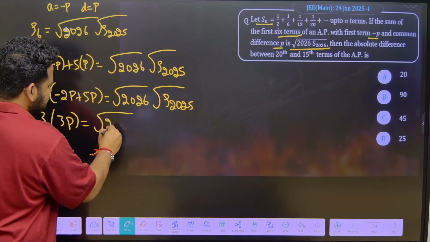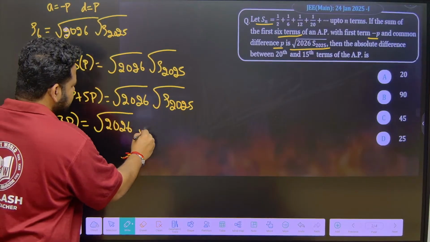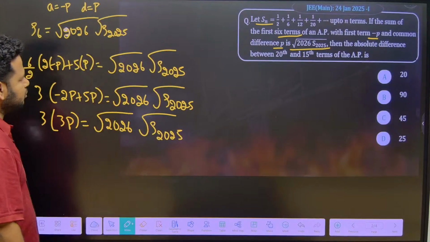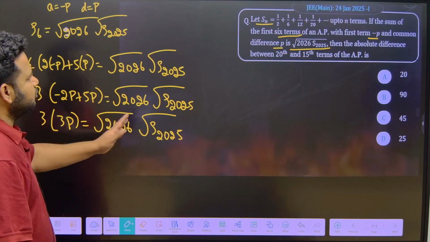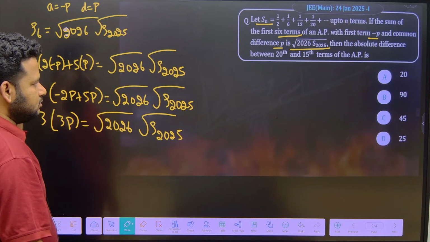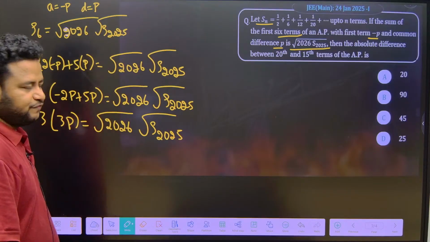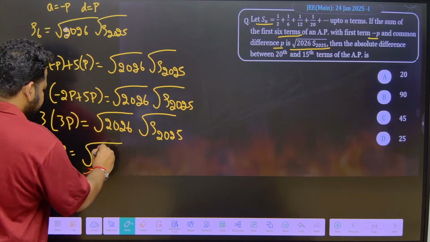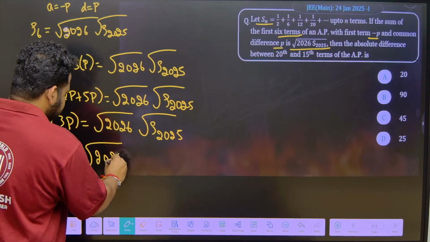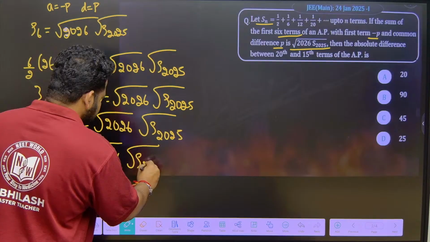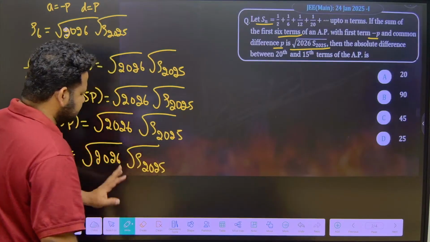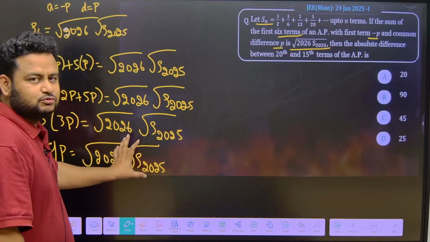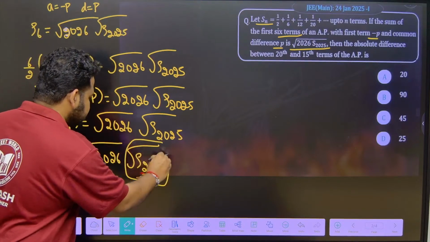Square root of 2026 into square root of S2025. Correct? This is what we will have. Now what will happen? 9p is equal to square root of 2026 into square root of S2025. Now I am getting S2025 in every step. So what I have to do first, let me find out what is S2025. We don't know this. Okay, let us try to find out this.